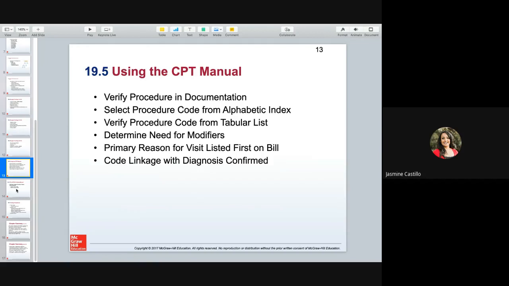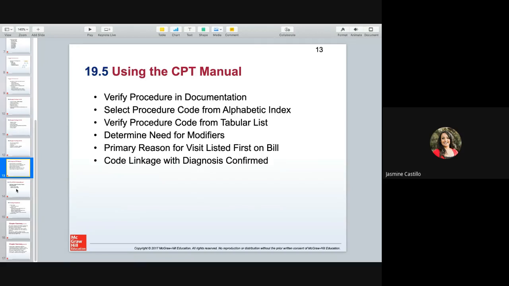You would look for the procedure first in the back of the book, then go to the code that it indicates, and then verify the documentation or the description before selecting the code. Okay, verify the procedure code from the tabular list, and those are in your tab sections. Find out if you can use or need to use a modifier, and then make sure that you add a diagnosis code along with the CPT code in order to submit for billing.